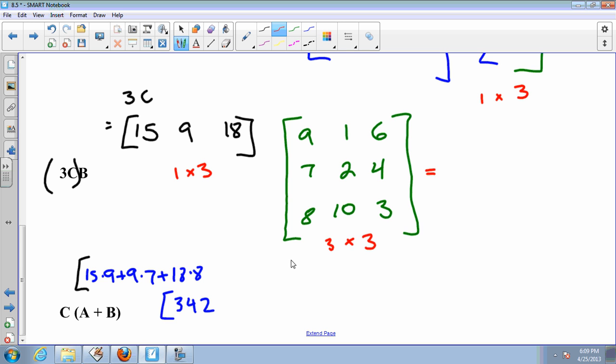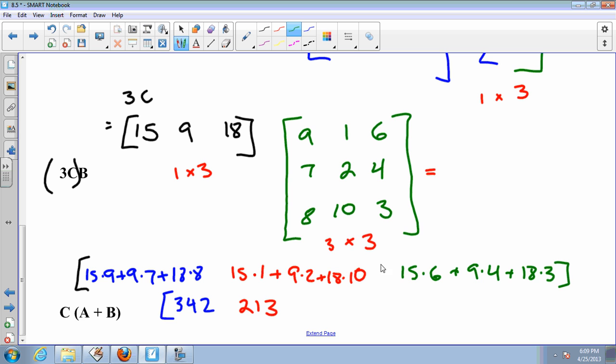First row times second column, 15 times 9, 15 times 1, plus 9 times 2, plus 18 times 10. This becomes 213, and first row times the last column. 15 times 6, 9 times 4, 18 times 3. And that becomes 180. So we got our output matrix of 342, 213, and 180.